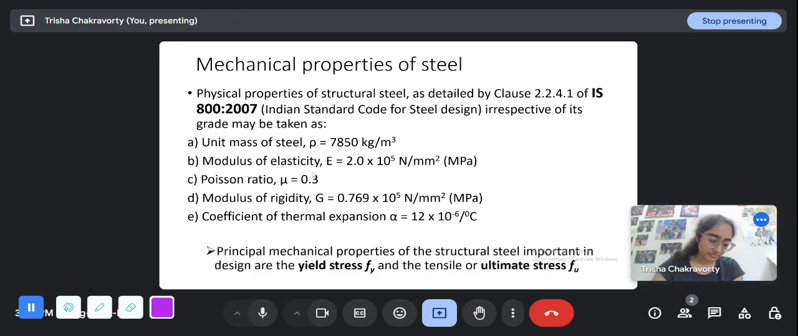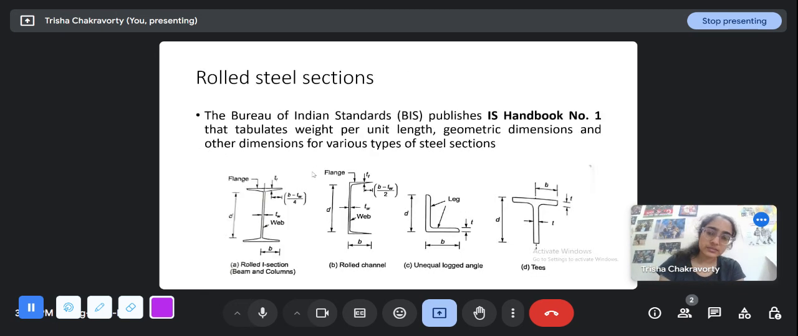But what defines the grade of steel, from which one steel material may differ from another significantly, are the yield stress and the ultimate stress, Fy and Fu. So these are the principal mechanical properties of structural steel important in design, and these two values, Fy and Fu, are obtained from the stress strain or the elasticity curve.